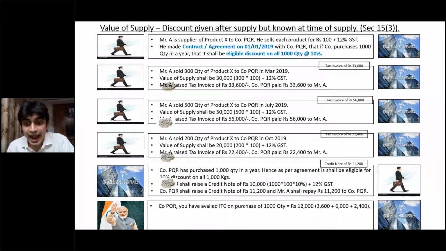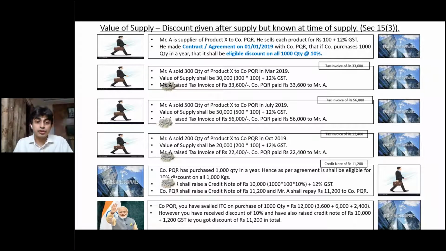6,000 का, और अक्टूबर में वापस कितना ITC लिया था? 2,400. So 12,000 का ITC आप ले चुके हो, buyer को बोल रहे हैं. However, you have received discount of 10% and also raised a credit note of 10,000 plus 1,200 GST. यानी in credit note you are giving impact of 1,200, so you cannot avail entire 12,000. जो भी 12,000 avail किया है, 1,200 now reverse your ITC or you can show it as outward supply.